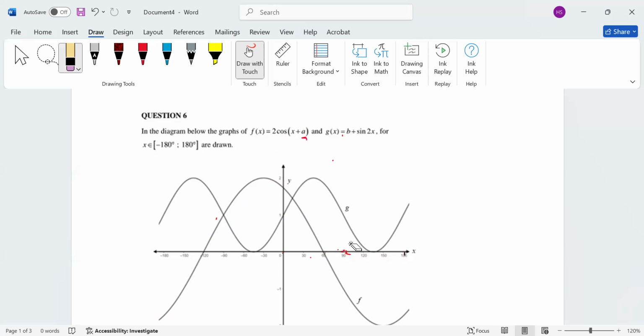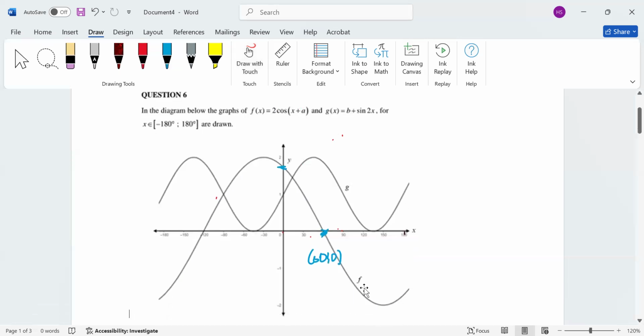Let's start with f of x. So we have this point 0 and 60. This one we don't know, we can't find it. We are not going to guess. We're going to take the ones which are obvious. Let's take this one of 60 and 0 and check if it works.